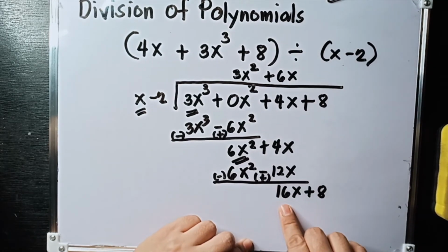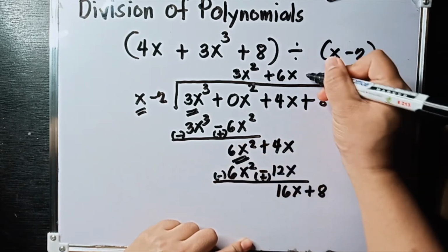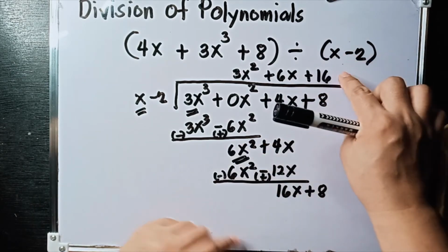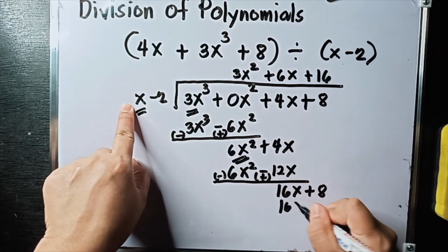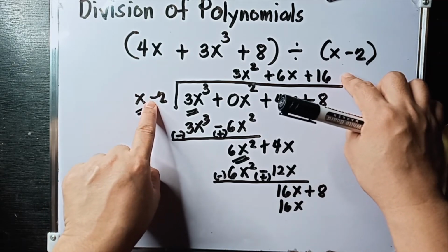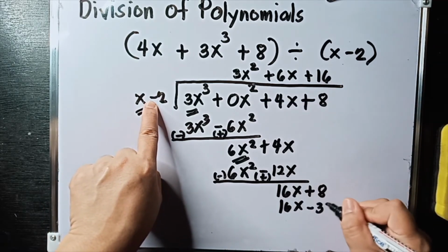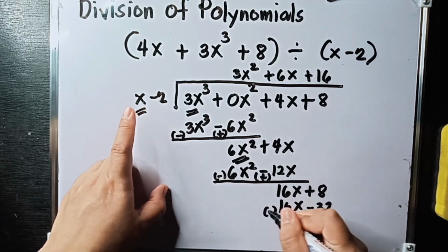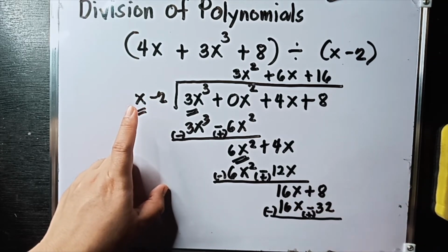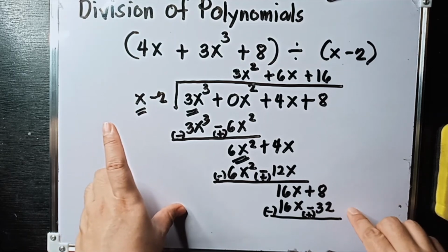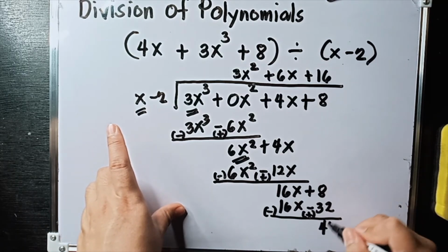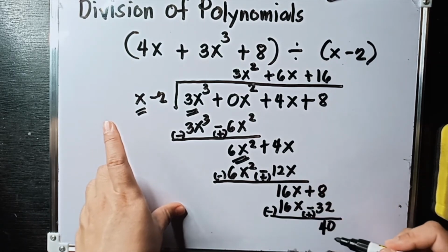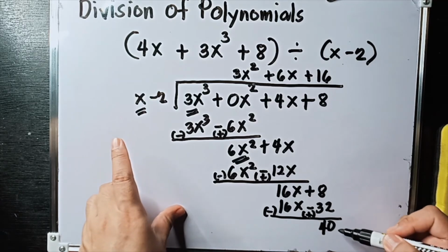So again, 16x divided by x, we have positive 16. 16 times x is 16x. 16 times negative 2 is negative 32. So this one will become negative and this one will become plus. So 8 plus 32, we have 40. So this one is cancelled. So we have the remainder, which is 40.